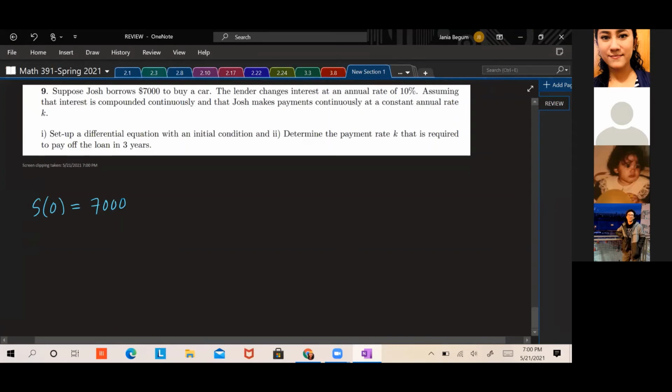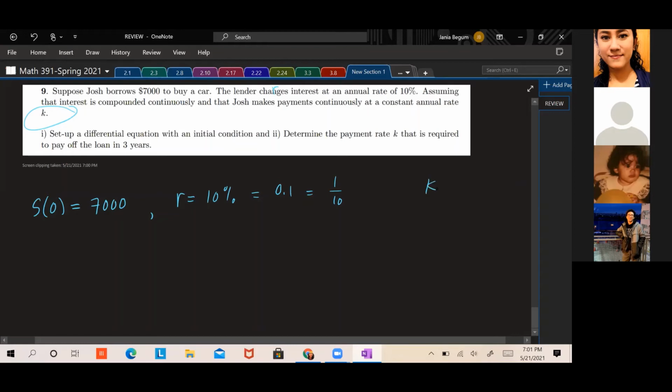Now the lender charges, oh, I misspelled it. Sorry, charges interest at an annual rate of 10%. So what component is that? Should be the R. R is 10%, and you always want to convert, so that's 0.1, which is 1 over 10. And then what else are we assuming? It's compounded continuously, and you're making a payment at a constant annual rate of K. So K is not given to us, so we're going to use K for K.